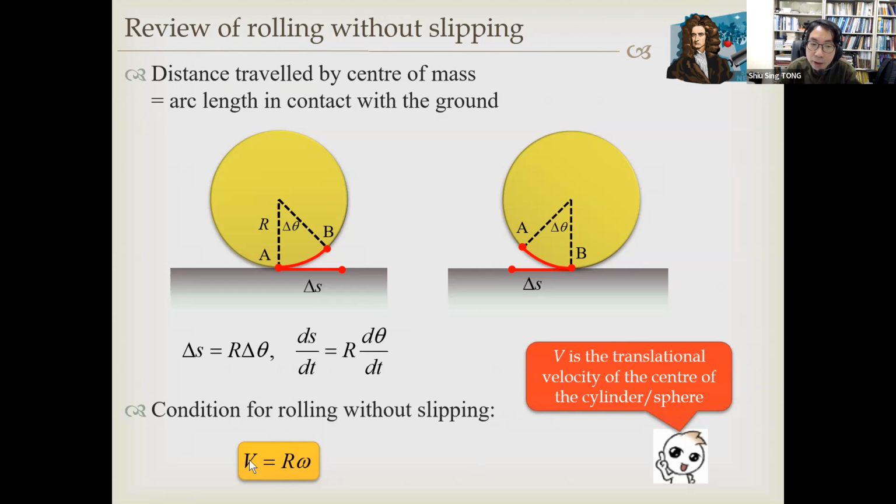Now it looks very similar to the circular motion formula that we have learned, the small v being equal to r omega. But the v here has a different meaning. For circular motion, v means the velocity of a particle going through circular motion, the speed at which the particle moves around the circle. But here, the capital V is the translational velocity with which the cylinder moves forward. So please understand that this big V is not the same as the small v for circular motion.